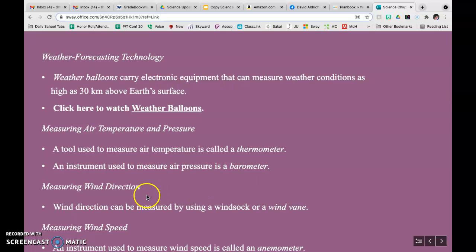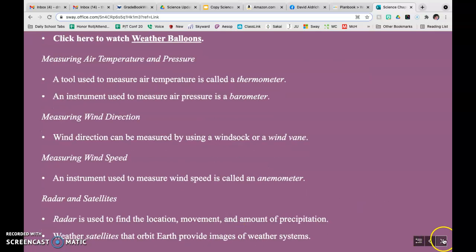So to measure wind direction, we use a wind vane. You'll see these at airports a lot because they need to know which direction the wind is blowing. Or sometimes a wind sock, and it's called a wind sock because it looks like a sock. Measuring wind speed, we use an anemometer. So a barometer measures air pressure. An anemometer measures wind speed.